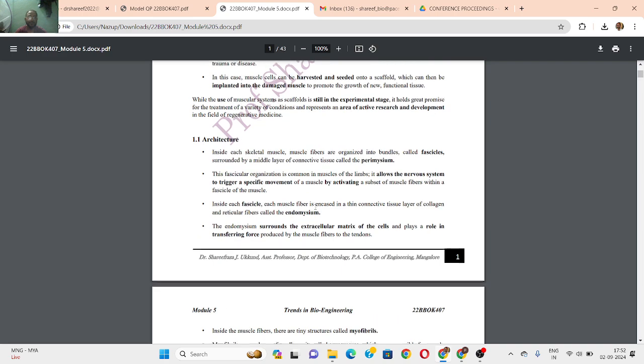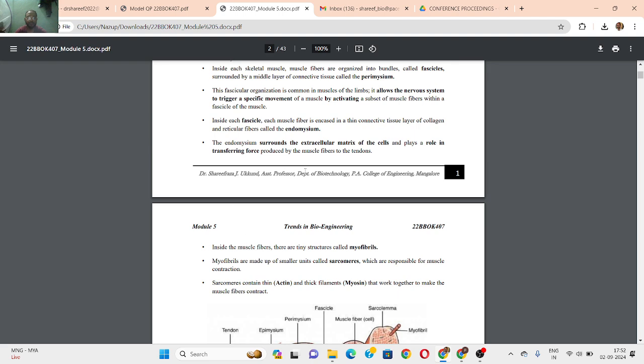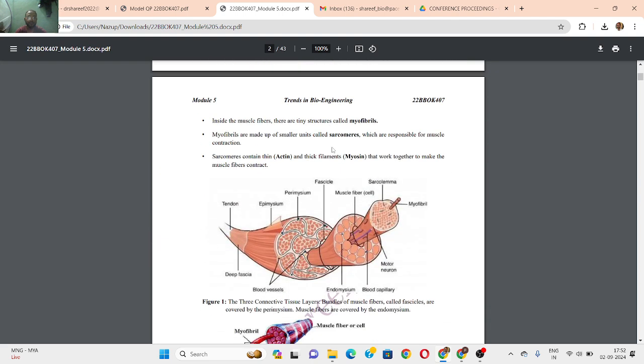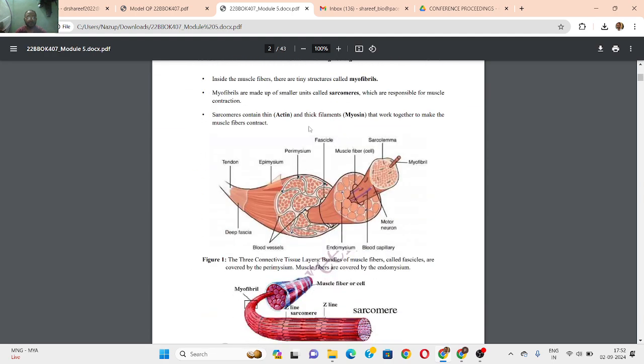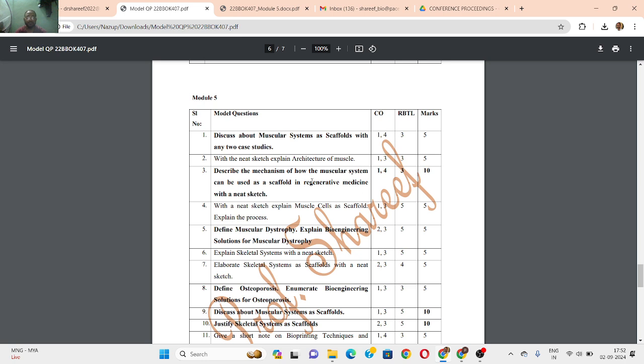You need to explain the architecture of muscles for 5 marks. So you have around 5 to 6 points here. Go through all these 7 points, and any 4 points you write, okay, and 2 diagrams you write. So you will get the 5 marks. Next, we have: describe the mechanism of how the muscular system can be used as scaffolds in regenerative medicine with a neat sketch.